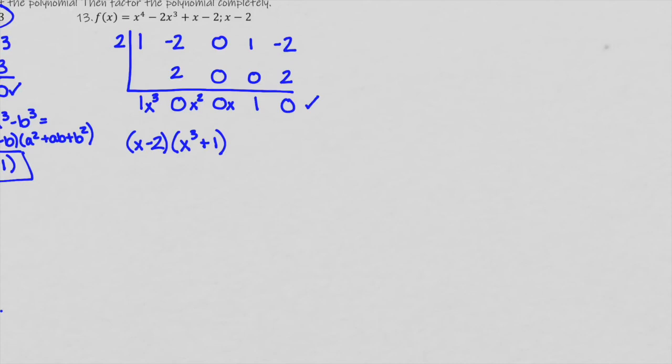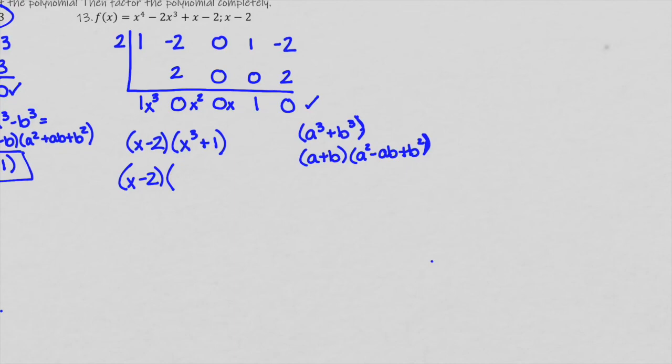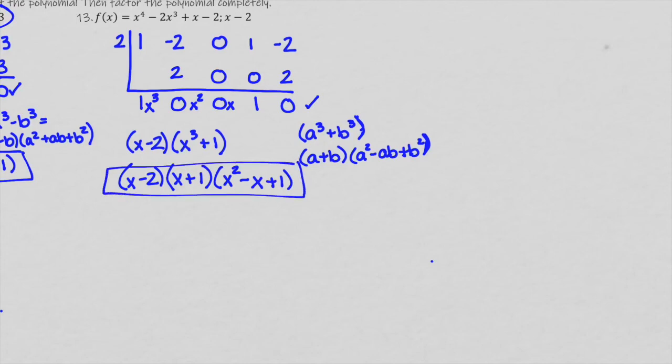Now, this is still a sum of cubes, so it works just like difference of cubes, except instead of the minus, it's got the plus. So I end up with a plus b, but then I end up with the minus here, a squared minus ab plus b squared. Okay, so I still have the x minus 2. I'm going to leave that in my final answer. And then I need to keep factoring x cubed plus 1. So I get x plus 1 times x squared minus x plus 1, because 1 squared is 1. So that is as factored as that goes.